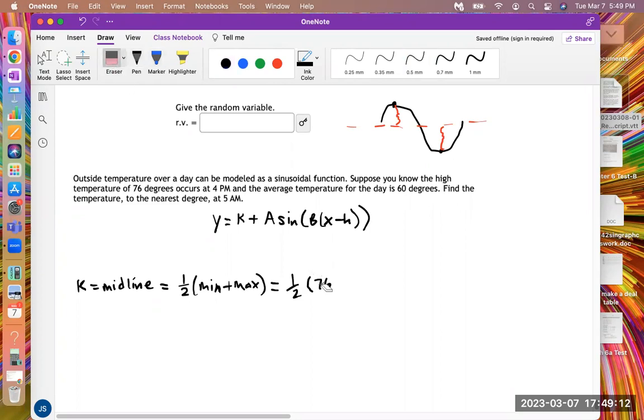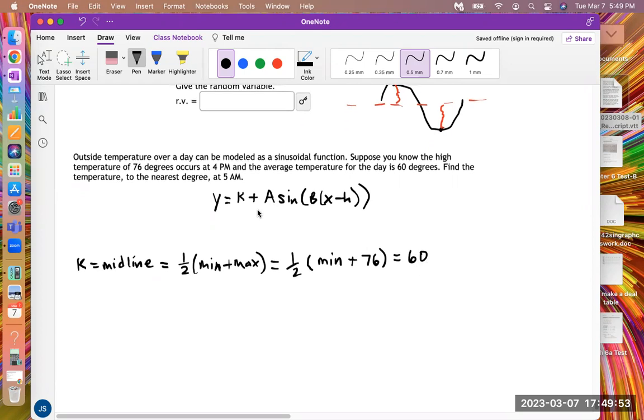Sorry, I plugged in the wrong number. So the min, I'm going to call it the min, and the max is the 76, and that average value equals the 60. Well, I guess we don't really need to find the min then. If we know the average value between the min and max, that's what we're trying to find anyway, that's our midline. So our midline is 60, our k is 60.